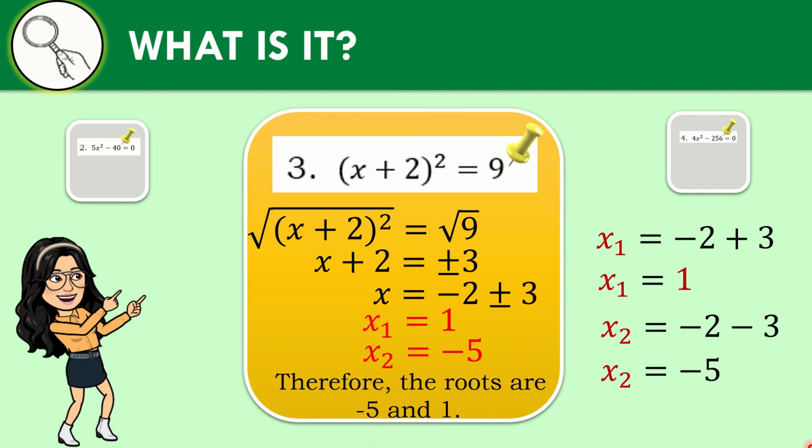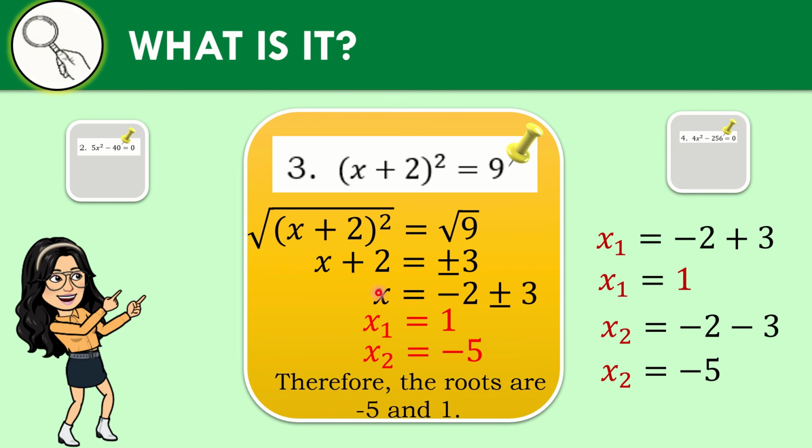Were you able to follow? So the steps here: we apply the square root on the first line. The second step is, we've eliminated the squared already, so we copied the given. x plus 2 is equal to, here, we extracted the roots of 9, which gives us positive and negative 3.